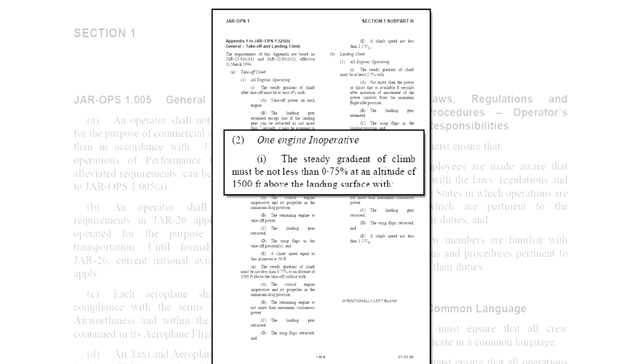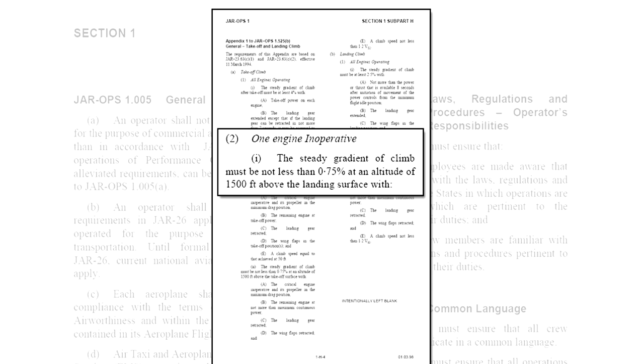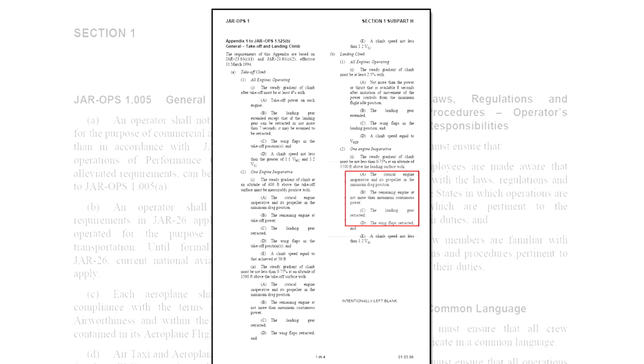However, with the critical engine inoperative, the gradient of climb must not be less than 0.75% at an altitude of 1,500 feet above the landing surface, assuming these conditions. Notice this time that in order to demonstrate the climb capability for certification and for operational purposes, the undercarriage and wing flaps are assumed to be retracted.